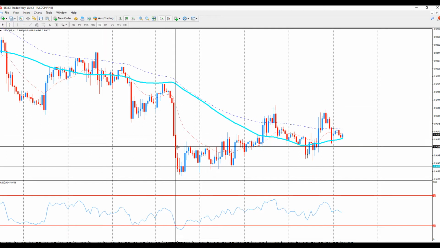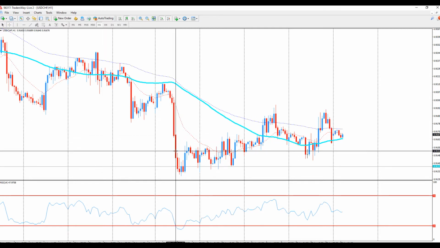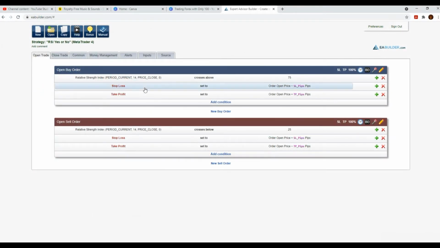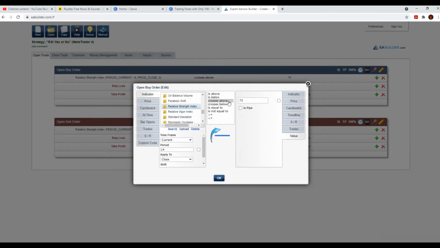To determine whether or not we should trade with the RSI, one of the things we wanted to do to collect multiple days of data without manually going through the chart was create an expert advisor. Go back over here. Relative Strength Index crosses above 75. Okay, that would be a sell position. All right, so let's change this. Crosses below 25. And I am going to show you guys a more profitable way to trade the RSI.